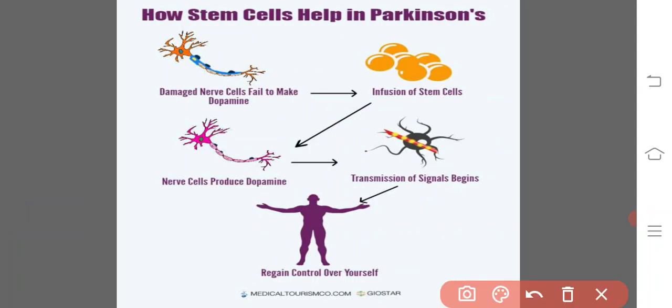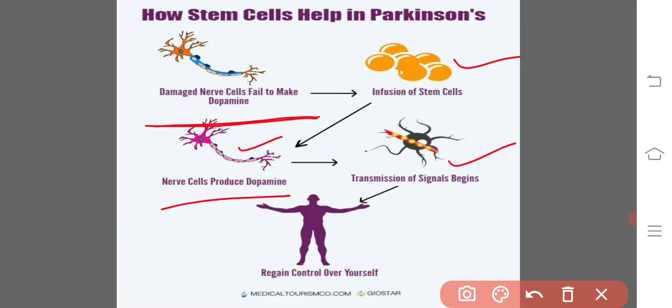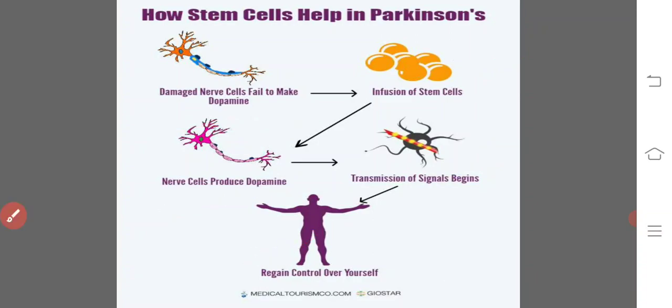Here, the damaged nerve cell failed to make dopamine, and here we will infuse the stem cells. These nerve cells produce dopamine, the transmission of signal takes place, and they regain control over their own body. These are the two best examples of how stem cells are utilized in the treatment of diabetes mellitus as well as Parkinson's disease.